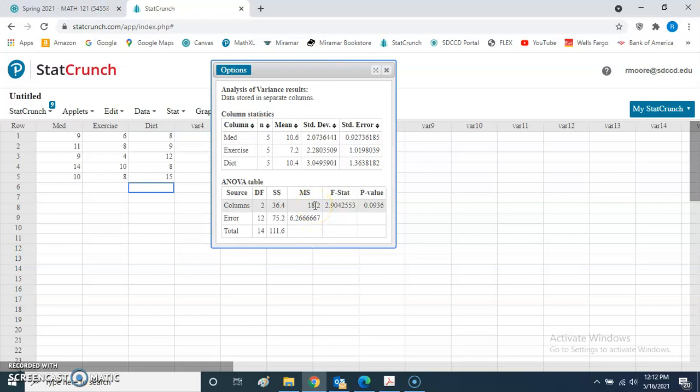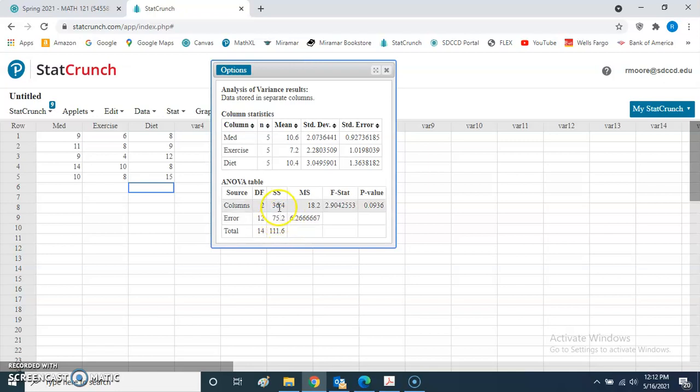So the first one is your MS between, the mean square between. The one below that is your mean square within. So if you take 18.2 and divide it by 6.26667, if you divide these numbers just as they are, then you'll get the F-stat right there. MS between divided by MS within will give you that F-stat. A little bit further to the left, you see the SS between, 36.4, and SS within, 75.2.